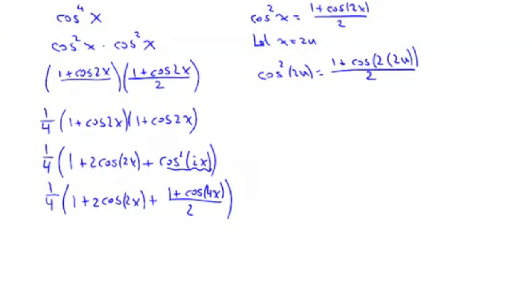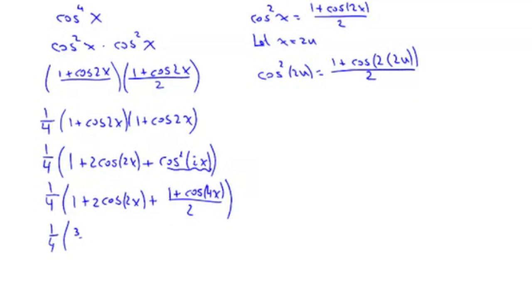So if you had cosine squared of 4x, it always doubles, and it's always over 2. Always. Multiply everything by 2, so this becomes a half. A half plus 1 is 3 halves.